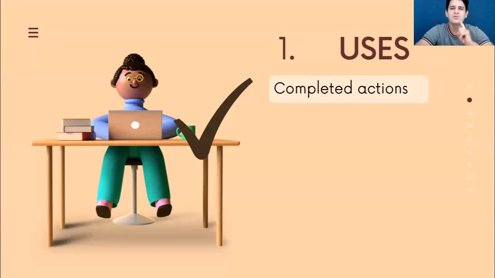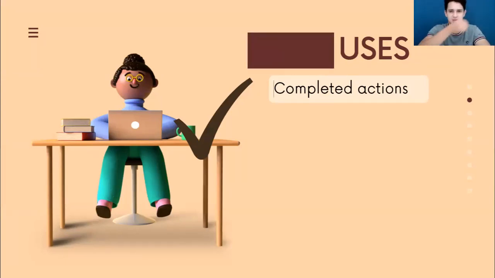Vamos al primer punto de hablar de este tiempo gramatical y son los usos. En este caso, el más común son completed actions, okay, guys? So when we talk about something, it's an action, but that action was completed. So we finished that, we did that. So it was a completed thing, okay? So completed actions is the uses.